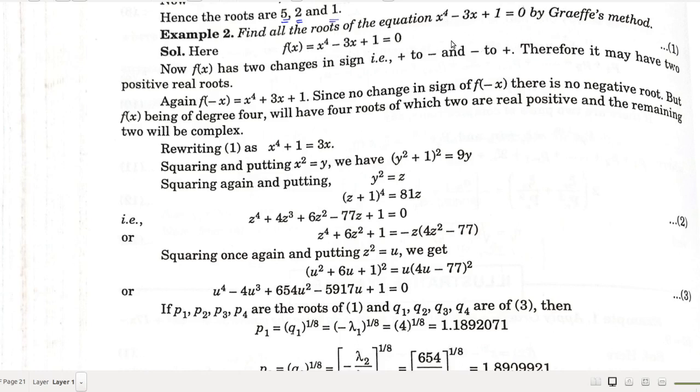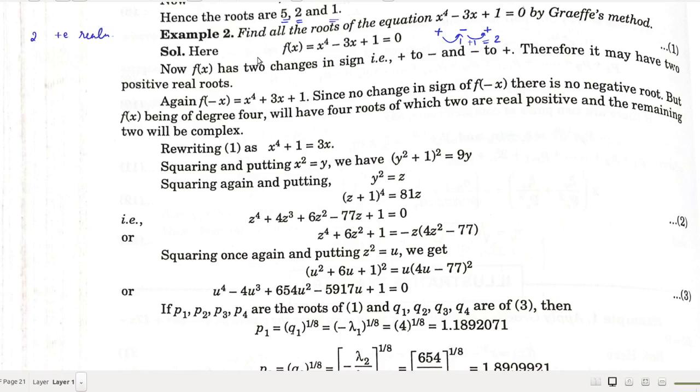Here we can check the number of real roots, positive real roots and negative real roots. When you consider this one, the first term is positive, the second term is negative. We can neglect the x cube term because its coefficient is 0, so we don't worry about that. The other term, the constant, is positive. From this you can say that there is one change of sign, and another change of sign, so in total we have 2 positive real roots.